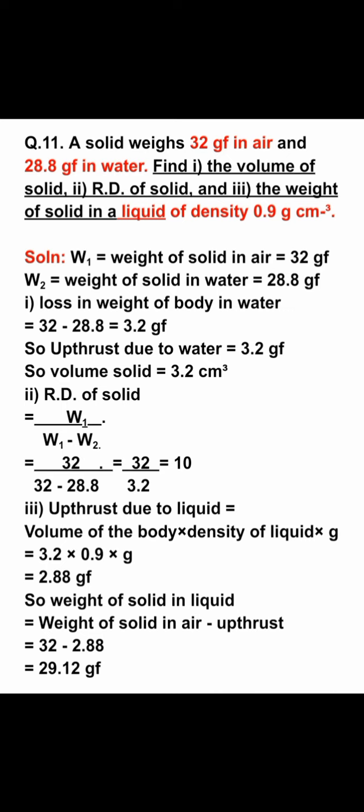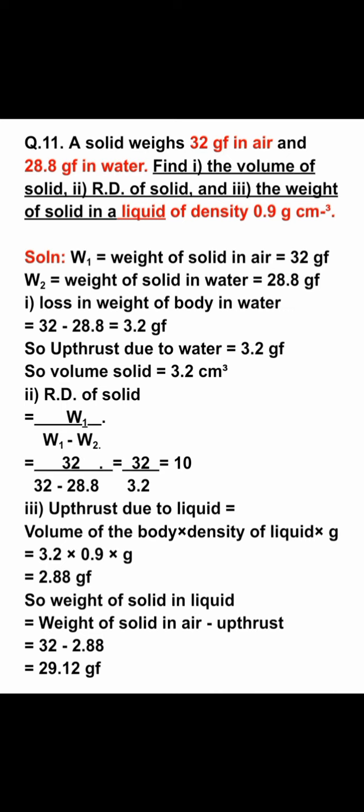Question number 11. A solid weighs 32 gf in air and 28.8 gf in water. Find: number 1, the volume of the solid; number 2, the relative density of the solid; and number 3, the weight of the solid in a liquid of density 0.9 gram per centimeter cube. So the solution: let W1 equal the weight of the solid in air, which is 32 gf, given in the question, and W2 equal the weight of the solid in water, which is 28.8 gf, that is also given in the question.